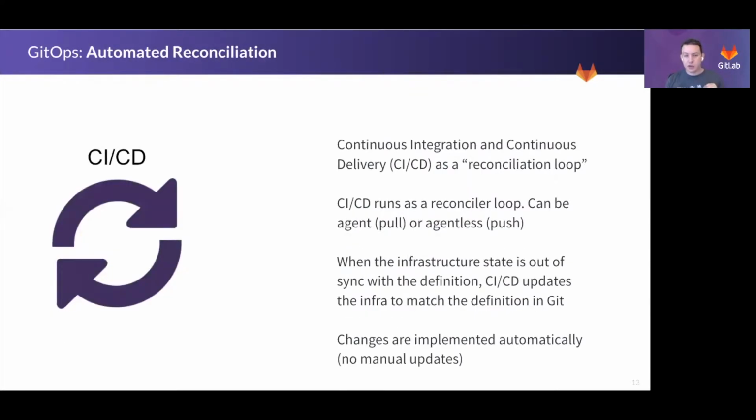And certainly important is this automated reconciliation, or CI/CD. We're going to use CI/CD as a type of reconciliation loop. You can imagine that anytime the state of the environment is out of sync with what we've defined as our declarative state in our Git repository, we want that to be matched up. So the CI/CD can run. It can run every time, let's say, you merge to master. It can run on a timer. And what this allows you to do is tackle things like configuration drift.